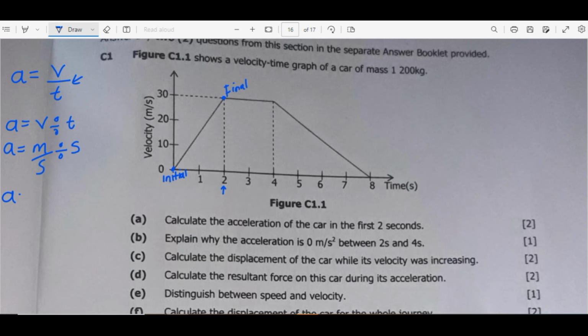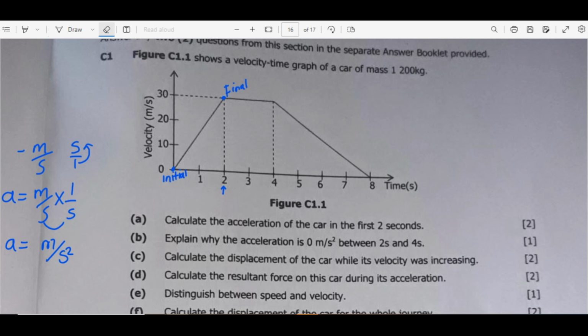So how do you do it for a question like this one? It's meters per second, divided by seconds, and s is over 1. So the division can change into multiplication, and we flip the fraction, so this will be 1 over s. So m times 1 is just m, over s times s is s squared. I just wanted to show you where meters per second squared comes from. So to summarize, acceleration tells us how the speed is increasing or decreasing over time.